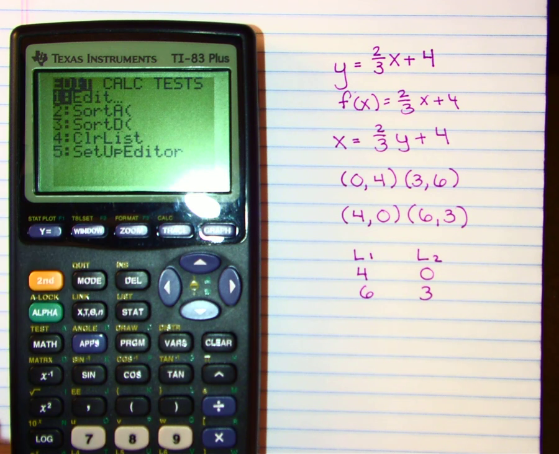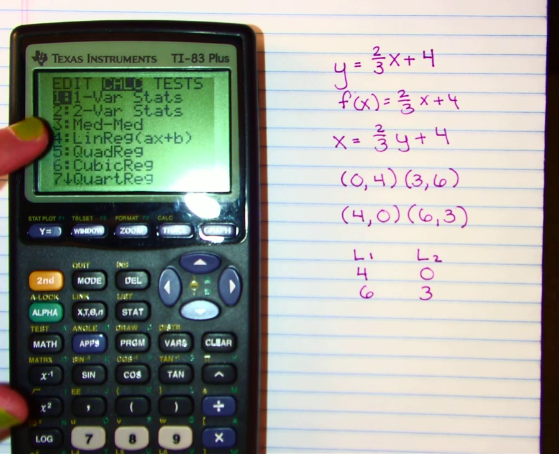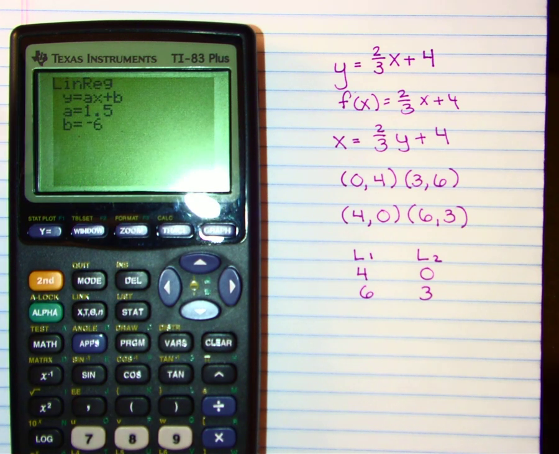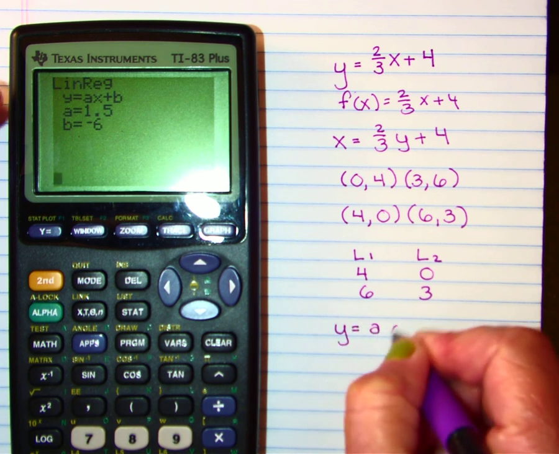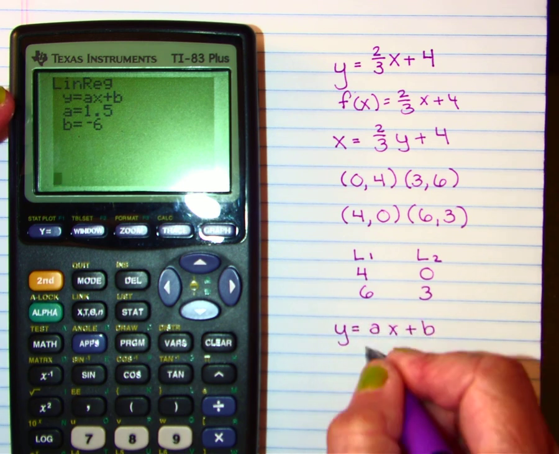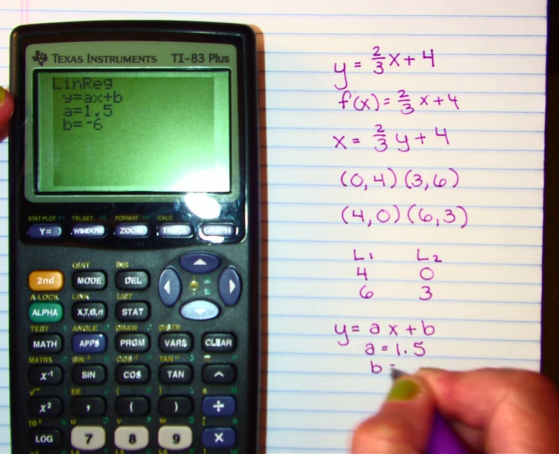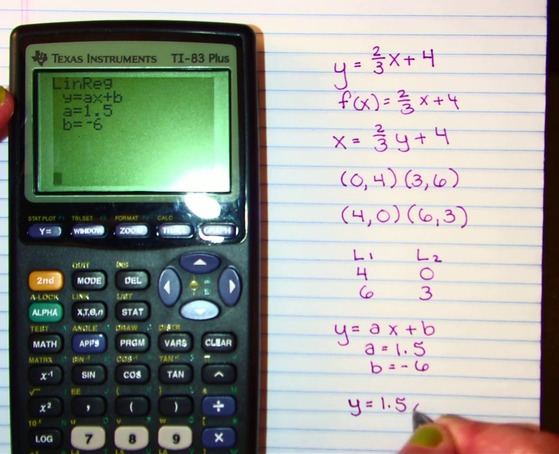Once I have that entered, I can hit stat, go over to calc, go down to my regular linear regression because I know I have a line, and hit enter. Now I will have y equals ax plus b, where a equals 1.5 and b equals -6. So my equation becomes y equals 1.5x minus 6.